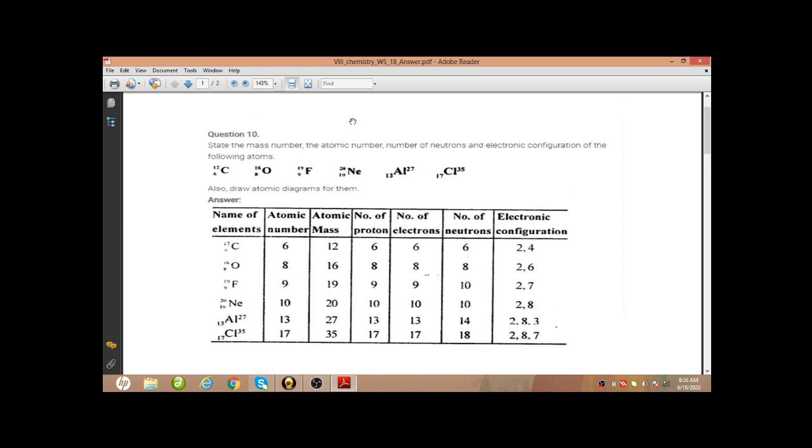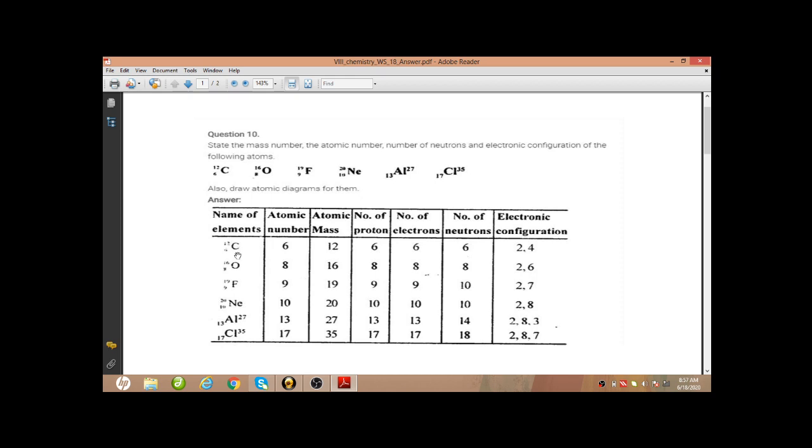See this question number 10. Here we have to state the mass number, atomic number, number of neutrons, and electronic configuration for the following atoms. These are the representations of these atoms. So from this we can get the mass number, atomic number, and the information regarding the number of neutrons, electrons, protons, and electronic configuration. So how will we do that?